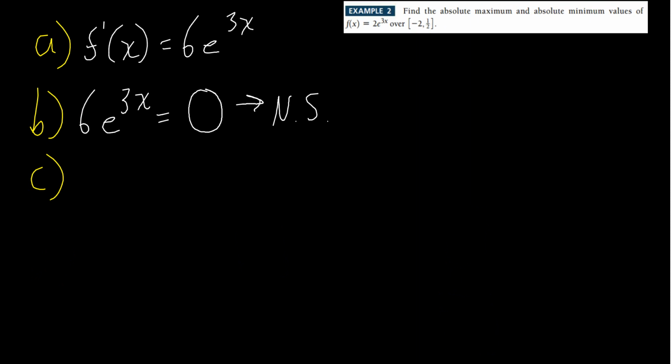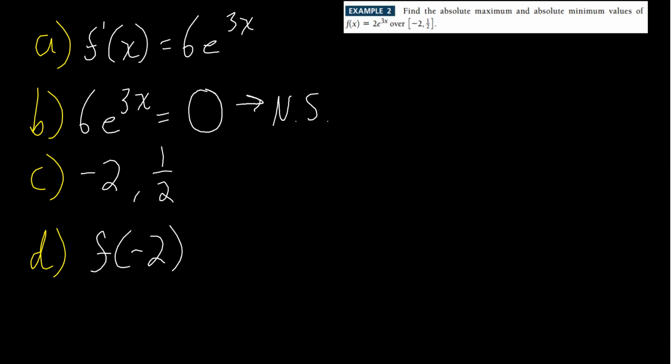Well, I had no critical points from step B, so all I have to do is list my endpoints. Looking at the interval here, my endpoints are just going to be -2 and 1/2. Those are my only points I need to list. And then step D, and we are going to do some calculator work here. Can't do this one in our heads. Step D, we're going to have to find f of -2 as well as f of 1/2.